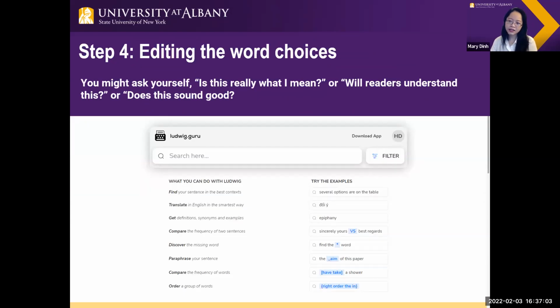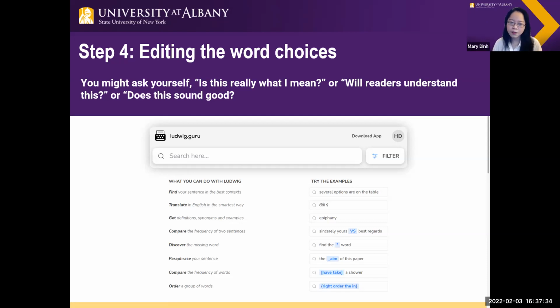The last things I want to introduce in today's workshop are some tools to help you with your editing and proofreading. So the first tool I want to introduce is a corpus tool called Ludwig. And what you can do with Ludwig, you can also find out on the website. So when I talk, you can also look up Ludwig on your internet browser.